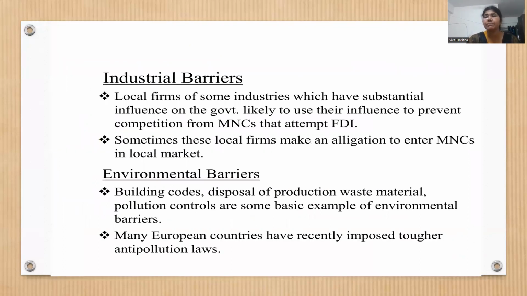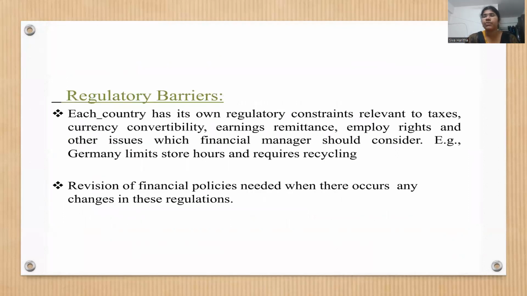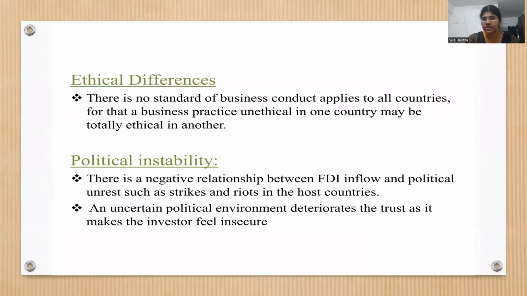Industrial barriers. These are the barriers imposed by the local companies which do not allow the MNCs to come into the local market. Whereas environmental barriers are imposed due to tougher anti-pollution laws. Regulatory barriers. Each country has its own regulatory constraints related to taxes, currency convertibilities, etc. So these impose barriers like regulatory barriers. Ethical differences arise due to the lack of standard business conduct.